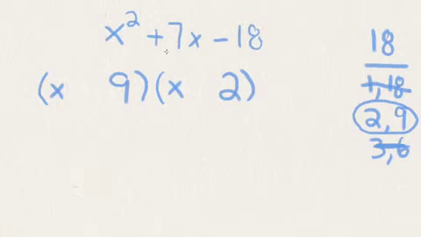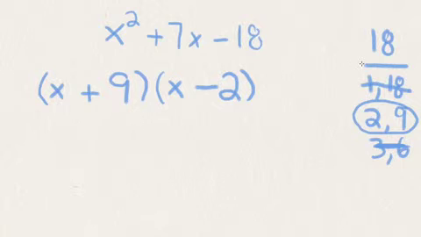To figure out which sign goes with which, look to the middle term. The sign of the middle term will always go to the larger number. So since 7 is positive and 9 is the bigger number, 9 gets the positive. They're different signs, so this one has to be a negative. Okay? Those are the rules.